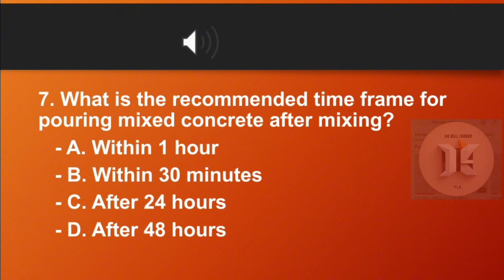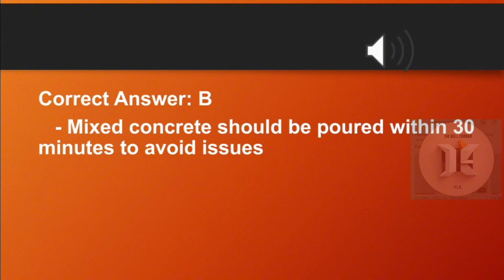7. What is the recommended time frame for pouring mixed concrete after mixing? A. Within 1 hour. B. Within 30 minutes. C. After 24 hours. D. After 48 hours. Correct answer, B. Mixed concrete should be poured within 30 minutes to avoid issues.